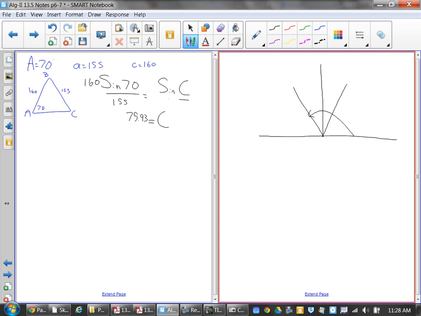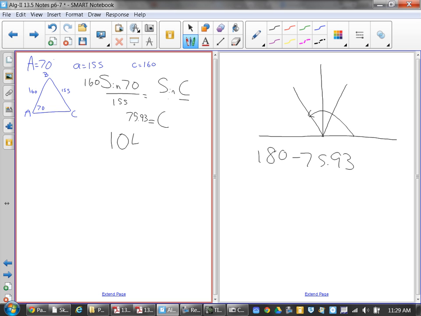Subtract from 180. So here's what I'm going to do. When I'm checking these ambiguous cases, I'm going to call my first angle just C and the second angle, C prime. Is that okay? Just to show that's another possibility. So you take 180 minus the 75 and change. What is it, 104? So the other one's 104.07. Those are my two possible angles for C.